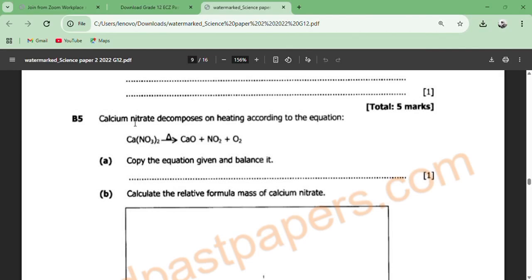It says calcium nitrate decomposes on heating according to the equation. So this is the equation that we have: calcium nitrate giving us calcium oxide, nitric oxide, and oxygen. I want you to pay attention, especially on this particular question.